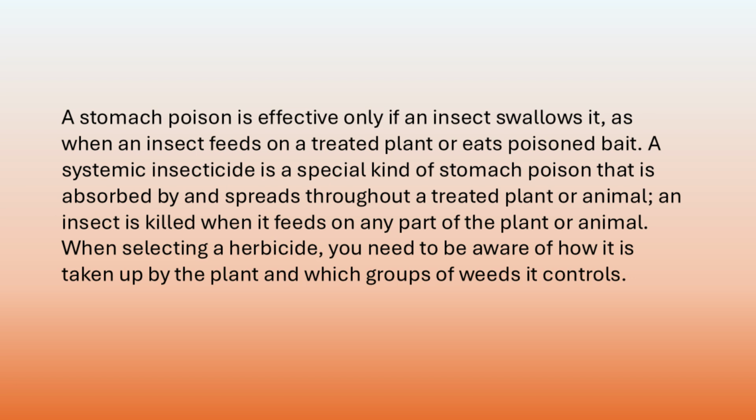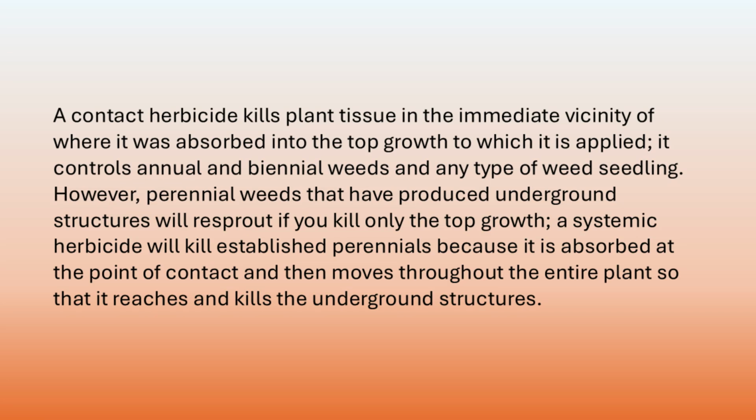When selecting an herbicide, you need to be aware of how it's taken up by the plant and which group of weeds it kills. A contact herbicide kills plant tissue in the immediate vicinity of where it was absorbed into the top growth to which it is applied. It controls annual and biennial weeds and any type of weed seedling. However, perennial weeds that have produced underground structures will resprout if you kill only the top growth.